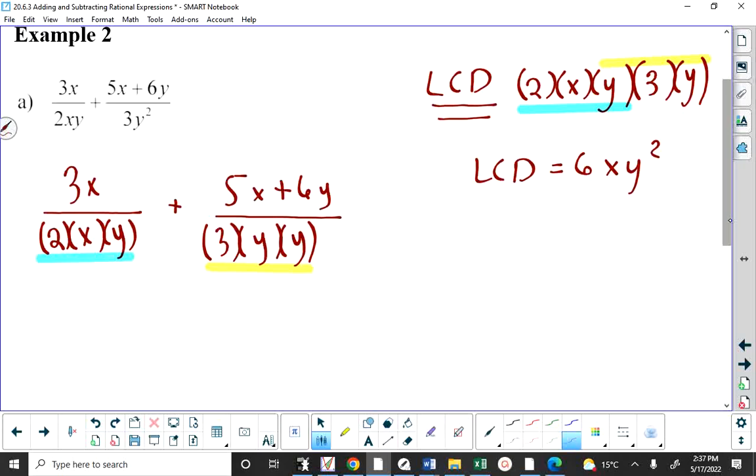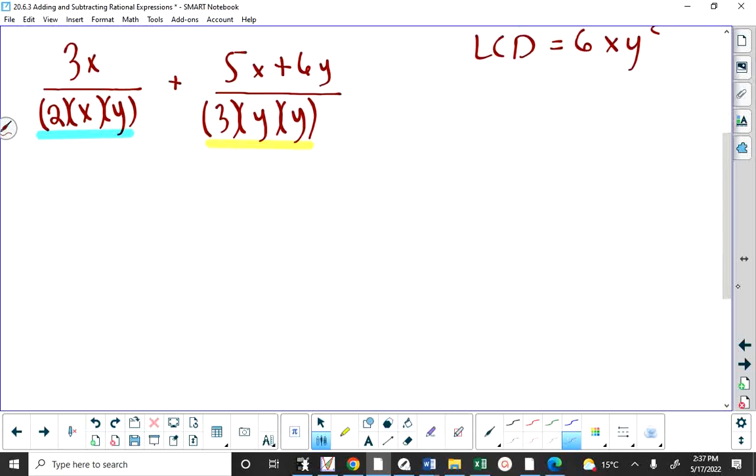How many of you saw that to begin with? Good. 2 times 3 is 6, and then we have an x and a y squared. So I'm going to rewrite this again, and I have to pay more attention to my work here. When you write this, and you're adding or subtracting, always leave some air after each rational expression. Okay? Don't crowd things in.